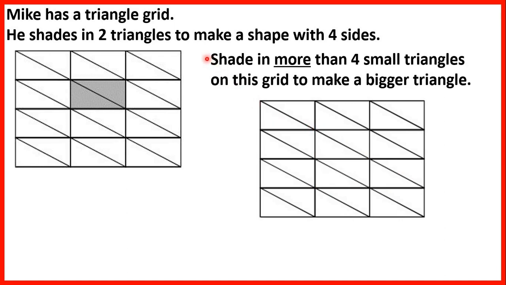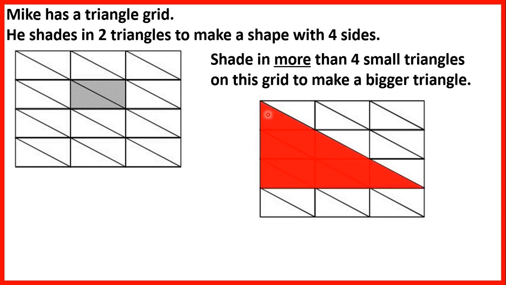And now shade in more than four small triangles on this grid to make a bigger triangle. So we could shade in all of these triangles, and then we've made one large triangle.